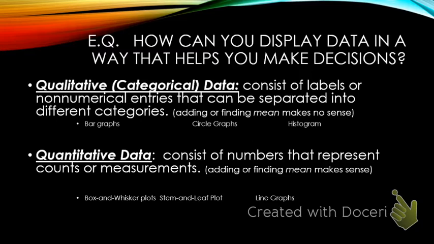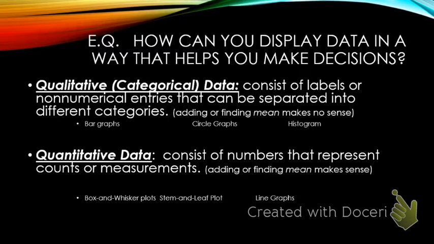So there are two types of data that you could collect and need to display. You have qualitative data, which is categorical, and you have quantitative. Now, those words are very, very similar, and we're going to talk about a very small difference that's going to help you here in just a minute. But your qualitative data consists of labels or non-numerical entries that can be separated into different categories.